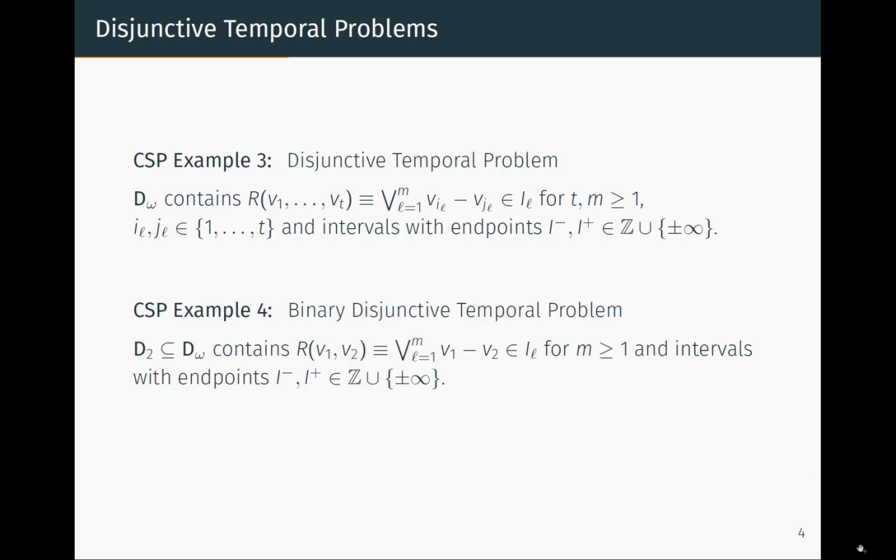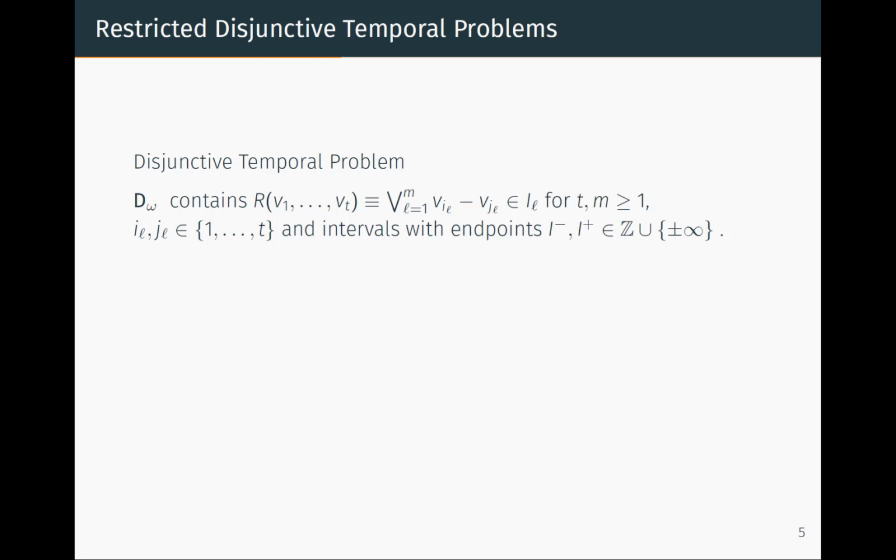And the binary fragment of this language, which we denote by D2, contains only binary relations from this D-omega. Right. So now we have much more expressibility than before, but we have to pay with computational complexity for this. The STP and point algebra are solvable in polynomial time, and these two problems are NP-hard. So maybe we want something in between STP and DTP, something that's both expressive and not so hard to solve as DTP. Then we can consider a smaller constraint language, and one way of doing this is to allow fewer intervals in our relations.